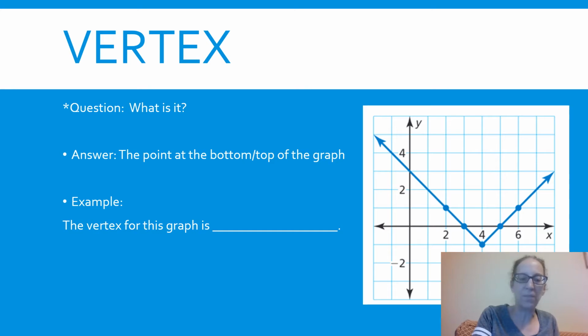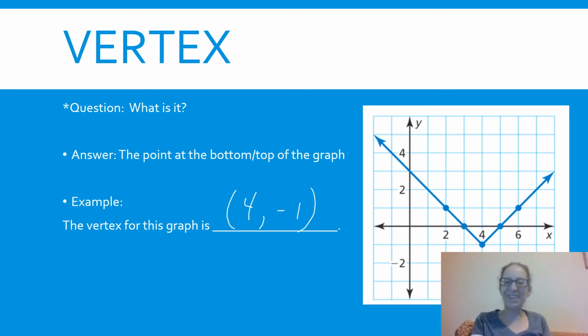You can also get the vertex by looking at the transformation. So if, sorry, I'm just rewriting that a little bit neater. There we go. So if you think about this graph went right 4, down 1 from the parent function where the vertex is at 0, 0, you can also get the vertex that way by looking at the transformations.